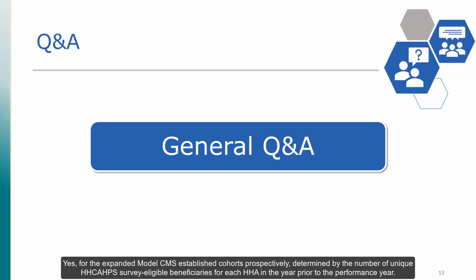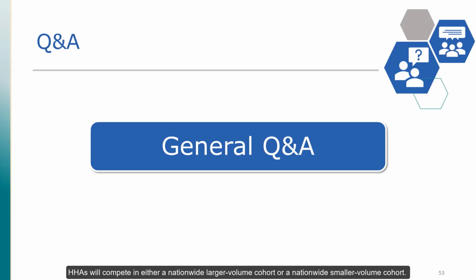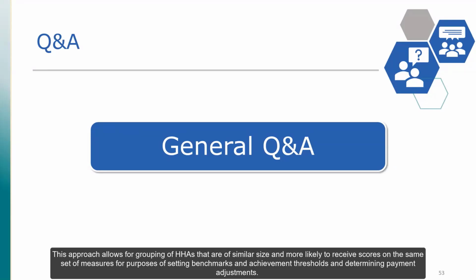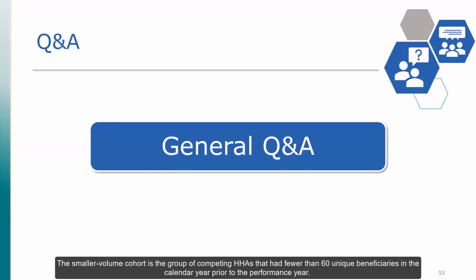Yes. For the expanded model, CMS established cohorts prospectively determined by the number of unique HHCAHPS survey-eligible beneficiaries for each HHA in the year prior to the performance year. HHAs will compete in either a nationwide larger volume cohort or a nationwide smaller volume cohort. This approach allows for grouping of HHAs that are of similar size and more likely to receive scores on the same set of measures for purposes of setting benchmarks and achievement thresholds and determining payment adjustments.